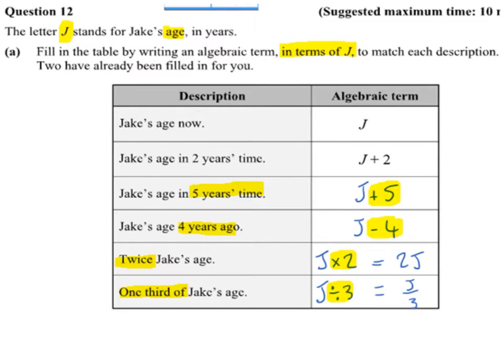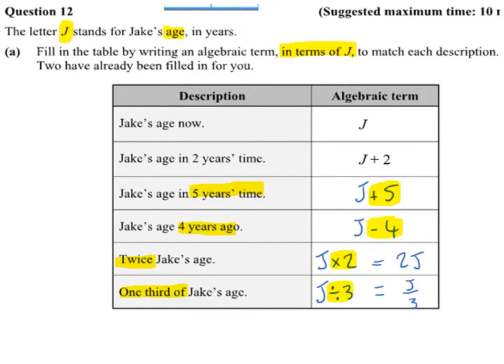So the first one was already done for us, which is just J. So Jake's age now is just going to be J. Jake's age in 2 years' time will be J plus 2. We're interested in creating these descriptions in terms of J, and that just means that J has to be in the answer. So Jake's age in 5 years' time will be J plus 5.